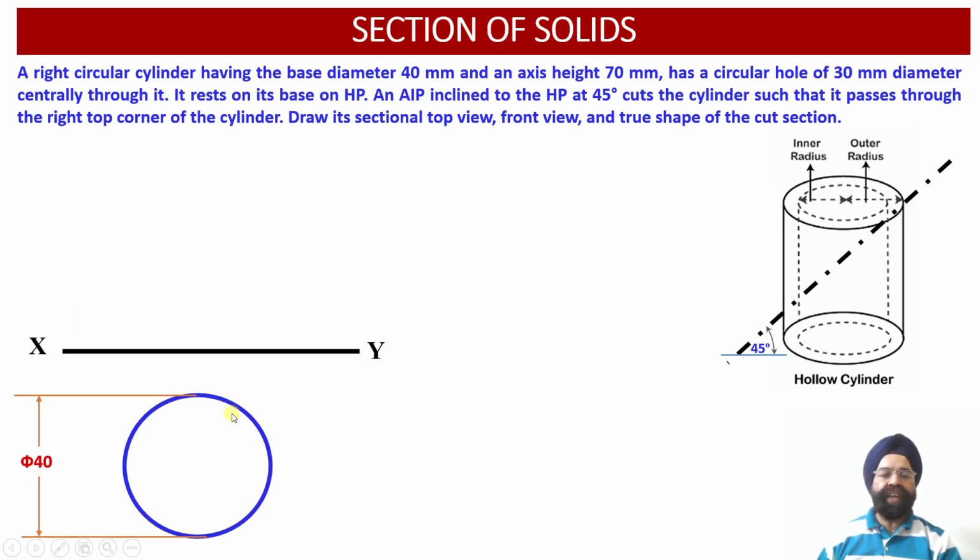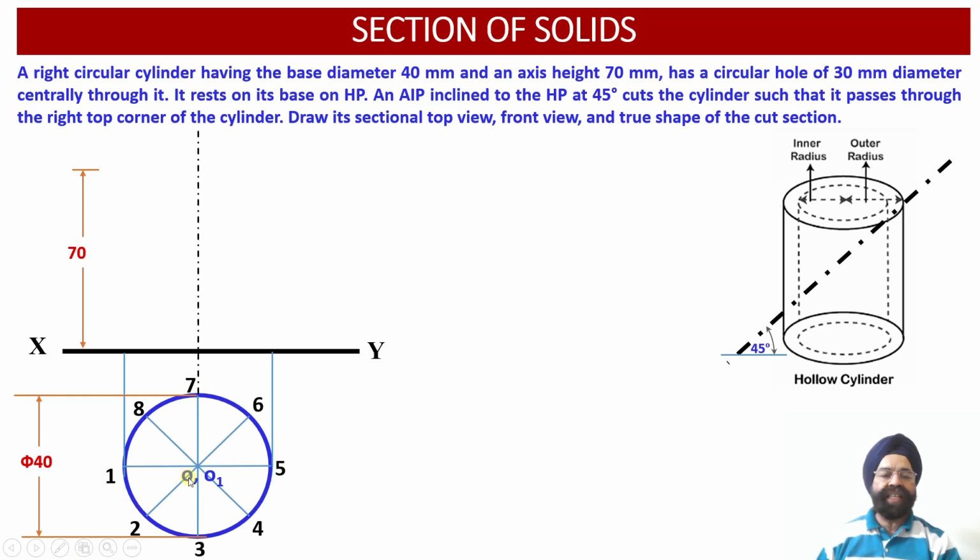Now we can see we have drawn the circular projection corresponding to the outer radius of 20 millimeter, or the diameter equal to 40 millimeter. We have divided this circle into 8 equal parts, and the included sector angle is 45 degree for each of these sectors. Having drawn the outer circular projection, we also know that the height of the cylinder is 70 millimeter. So this is the axis point O and O1.